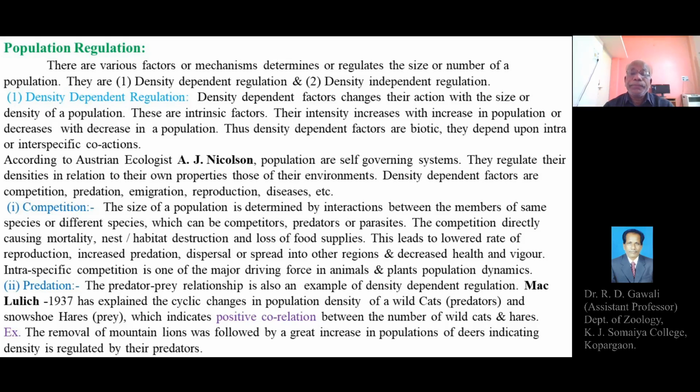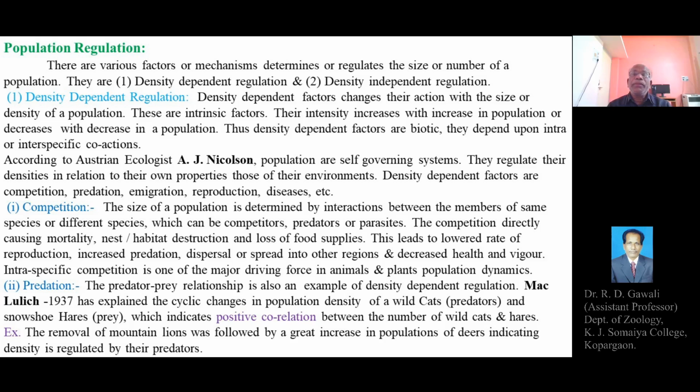Hello everyone. Last time we explained the growth curves, that is S-shaped or J-shaped growth curves. Today we are going to discuss population regulation.